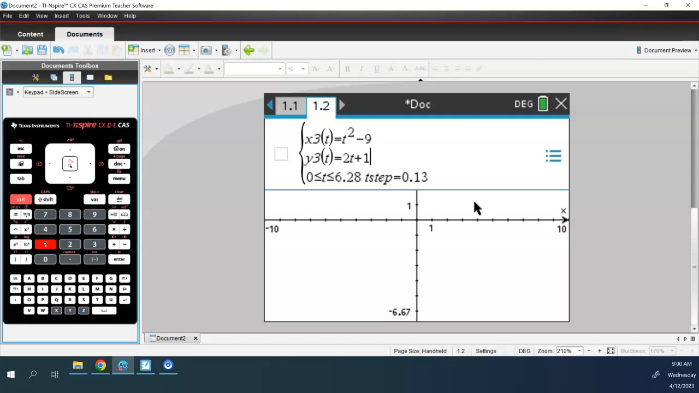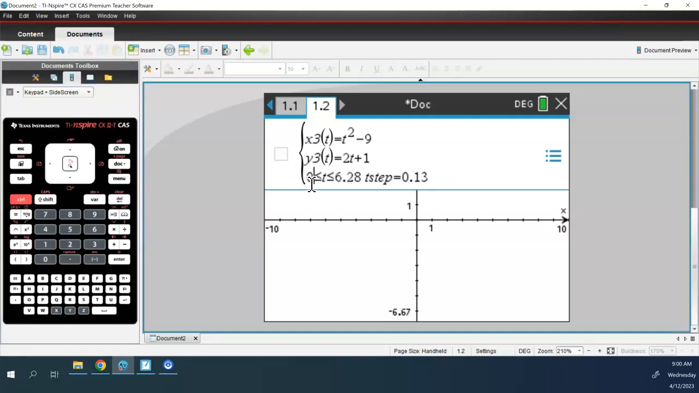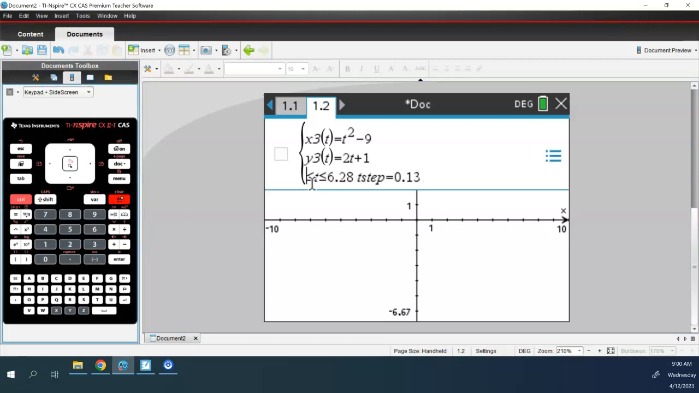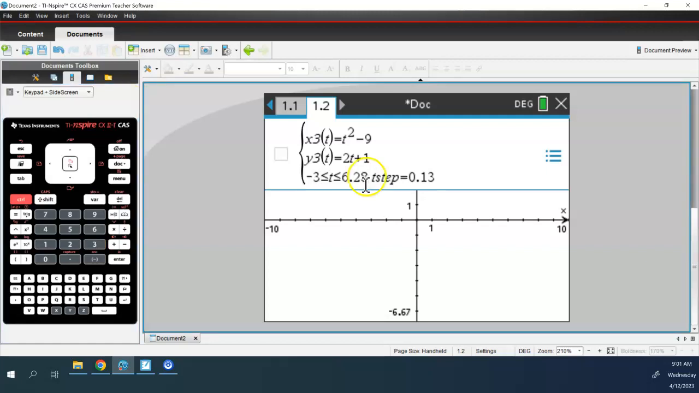This function goes from -3, so I'm going to go down to there, and I'm going to delete the 0, -3. Now, when you're typing, just so you know, this key is the negative key, this key is the subtraction key. They are different. You can't say subtract -3 there. Your calculator will yell at you when you hit enter. Okay? We want to go all the way up to 2.